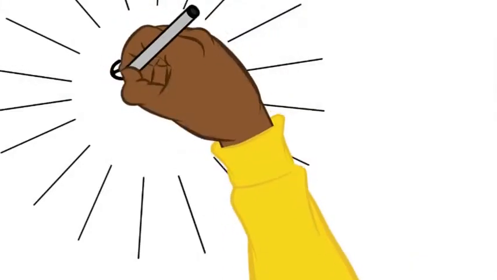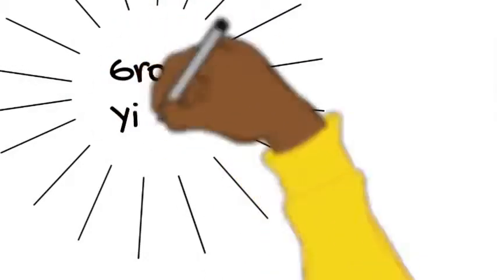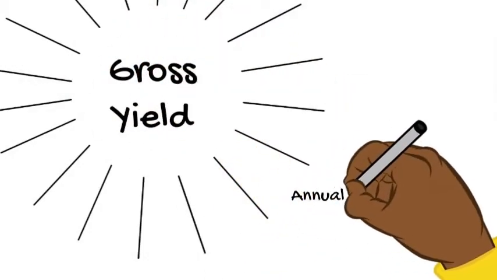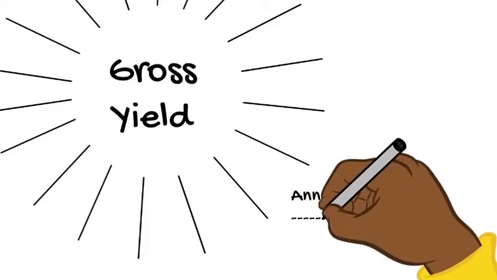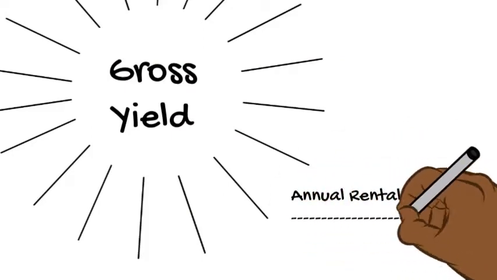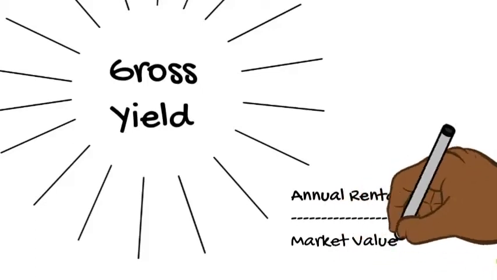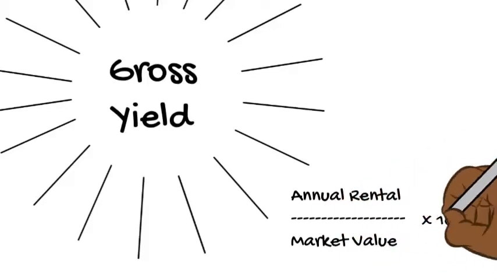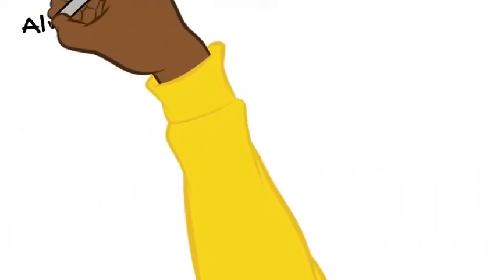Now, the key indicator that you need to use is known as the gross yield calculation, which simply put is your annual rental divided by the market value of the properties in the area times 100, which will give you a percentage. Now, what does that percentage mean?